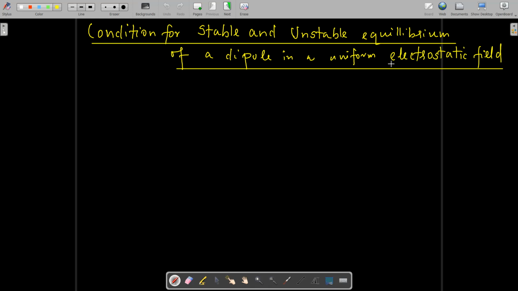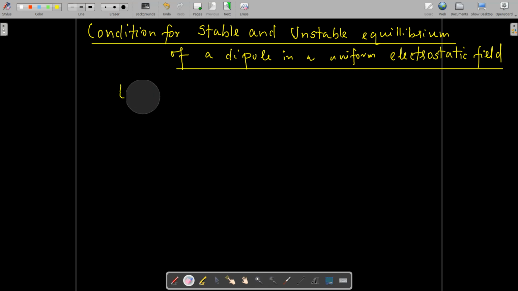Condition for stable and unstable equilibrium of a dipole in a uniform electrostatic field, continuation of potential energy. Okay, we can discuss the condition for stable and unstable equilibrium in a uniform electrostatic field. So for that, take a uniform electrostatic field. The potential energy equation: what is the equation for potential energy?